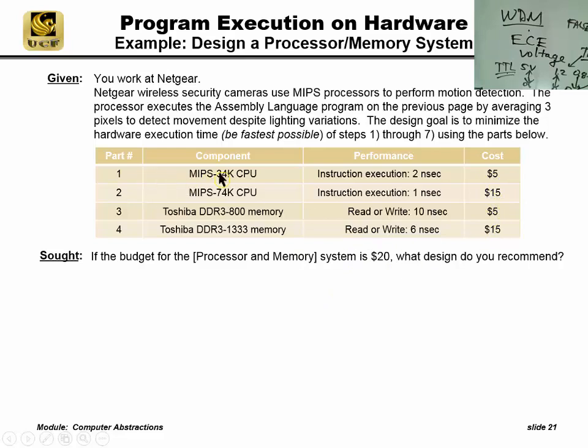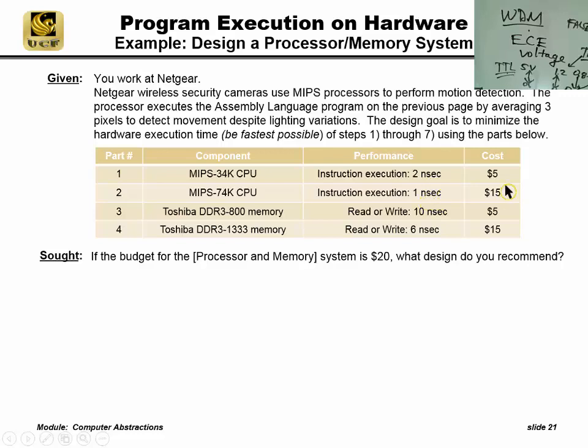But 2 of the parts are processors, and 2 of the parts are memory components. So here we have some memory module. It's a DDR3, at 800 megahertz and 1333. And here's some performance data for each of them, okay? A 10 nanosecond write or 6. So this is a faster part. Or a processor that executes an instruction in 2 nanoseconds versus 1 nanosecond.